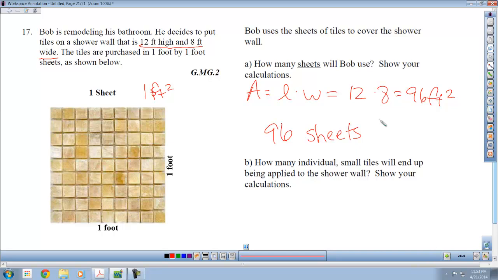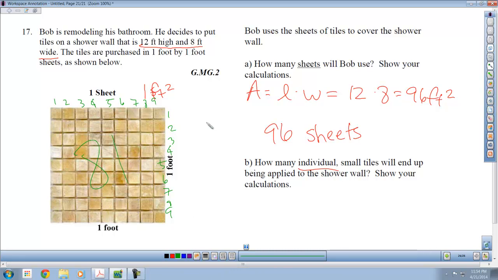Okay? Alright, then part B asks us how many actual individual little tiles will end up being applied to the shower wall. So what we need to know is, we got 96 sheets. How many tiles are on each sheet? So here's what we'll notice. This one is 1, 2, 3, 4, 5, 6, 7, 8, 9. And how many down? 1, 2, 3, 4, 5, 6, 7, 8, 9. So if it's 9 by 9, how many total tiles are on one sheet? 9 times 9 comes out to be 81.